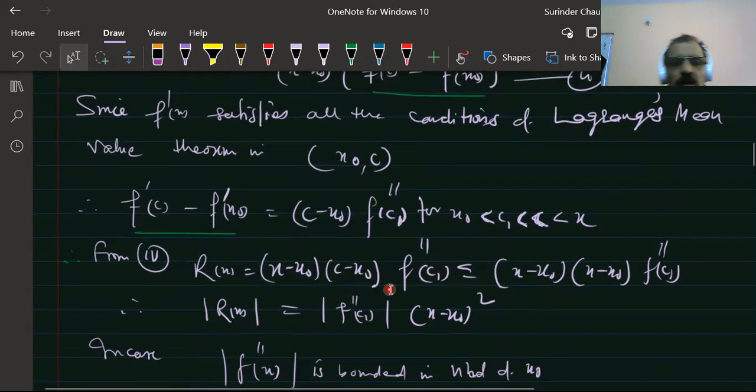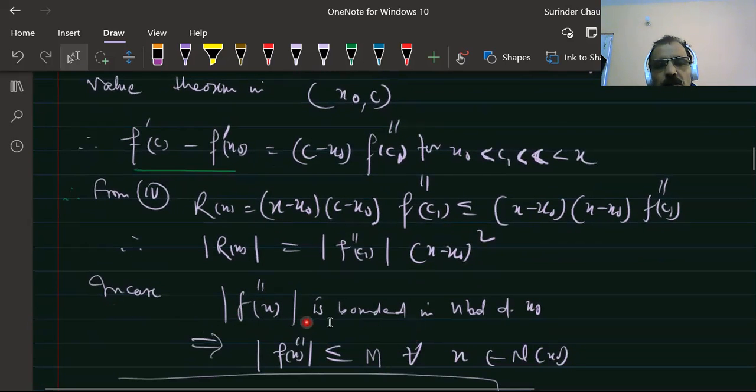Now we are discussing in the neighborhood of x naught, therefore x minus c, x minus x naught and c minus x naught are completely close to each other. So we replace this by some larger value, so R will become less than or equal to, we replace x minus c by the larger value, because x minus c is less than x minus x naught. Therefore modulus of Rx becomes less than modulus of the second derivative f double dash at c1, modulus of this into (x minus x naught) whole squared. Modulus square one can put here.